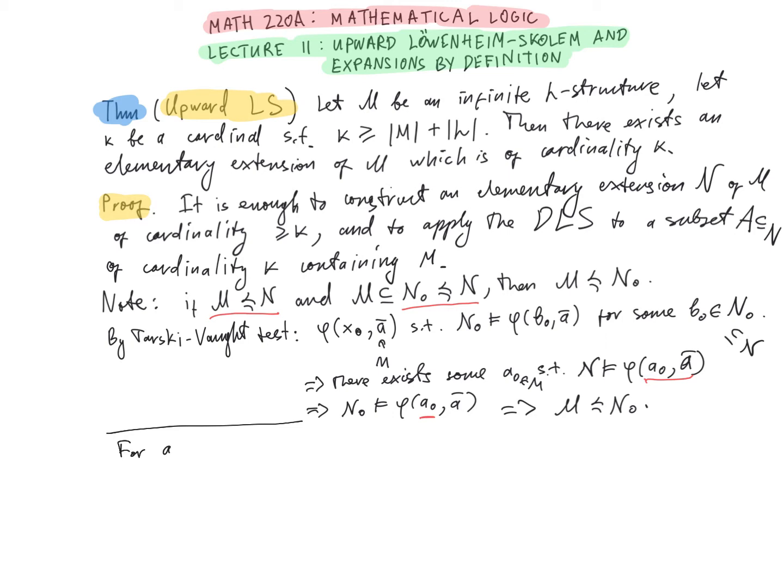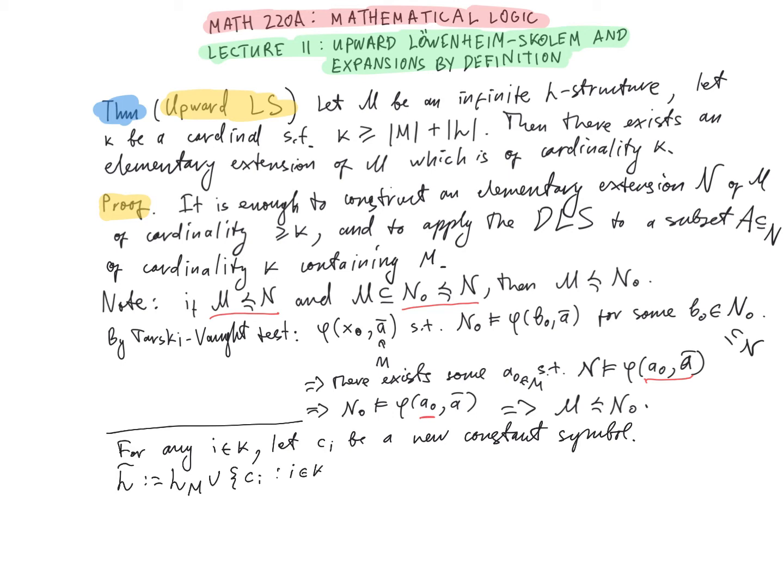So now, for any i in kappa, let c_i be a new constant symbol. And we consider the language L tilde, which we take to be the language L_M, together with the union of all these new constant symbols c_i, for i in kappa. And we consider the L tilde theory T tilde, which we take to be the complete diagram of M together with the sentences of the form negation c_i equals c_j for all i less than j less than kappa. So it's a theory of cardinality kappa.